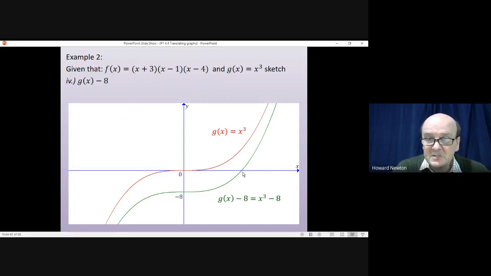To find the intersection point on the x-axis, if y equals 0, x cubed minus 8 is the new function that we have. We've taken away 8 from x cubed. So g of x take away 8 is x cubed minus 8. And we need to solve when that equals 0, which means x cubed equals 8, which means that x will equal plus 2. So that intersection point there on the x-axis will be at plus 2.